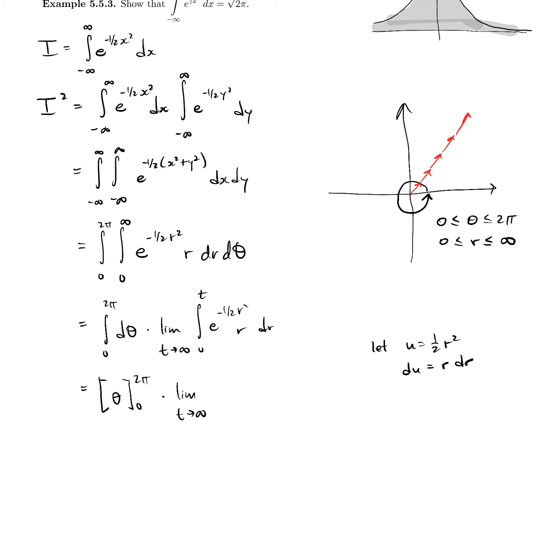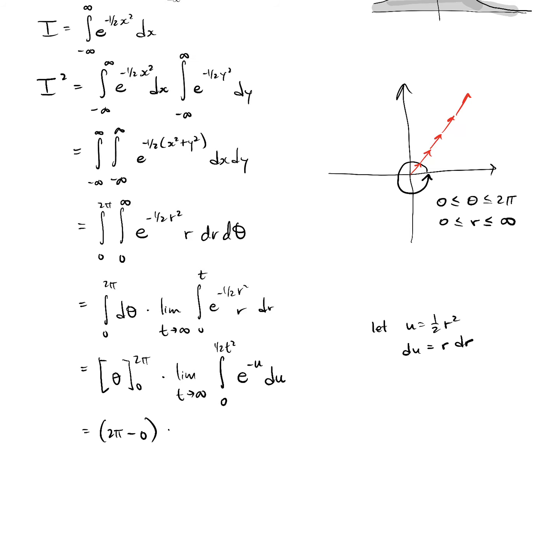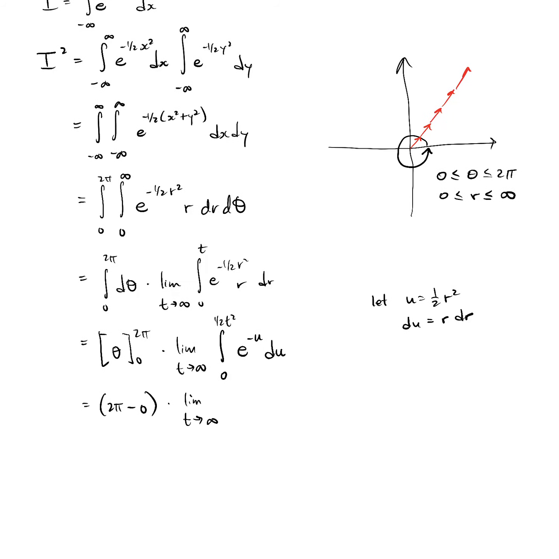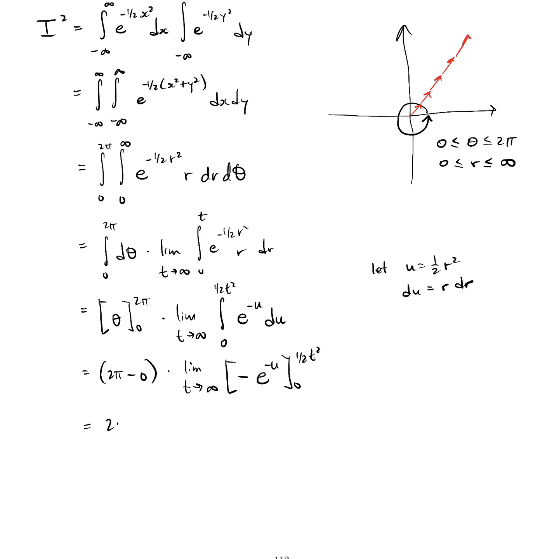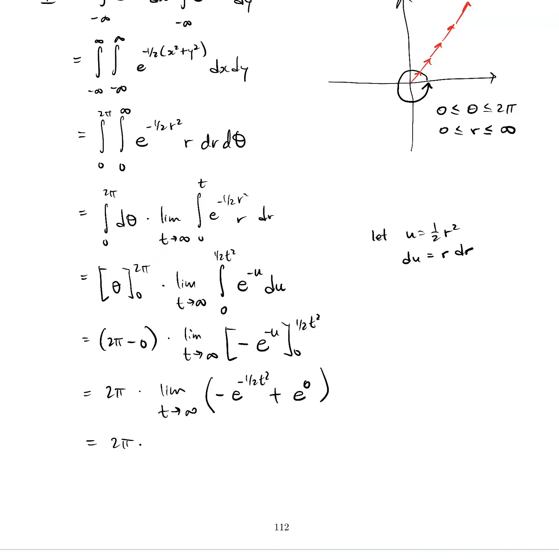And if that's the case, when r is 0, we get 0. When r is t, we get 1/2 t squared, and the integral of e to the minus u du. So the first one is giving us 2 pi minus 0 times, and now we have the limit as t goes to infinity of the antiderivative, minus e to the minus u from 0 to 1/2 t squared, times 2 pi, which is looking good for our final answer of root 2 pi. We need to do the fundamental theorem here, so minus e to the minus 1/2 t squared plus e to the 0. This is 2 pi times, well, the limit as t goes to infinity, we're going to get minus infinity up here. That's going to go to 0. Plus e to the 0 is 1.